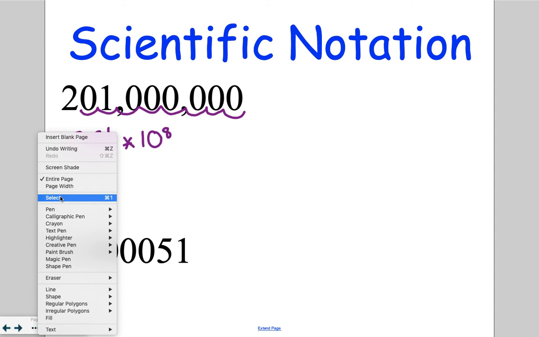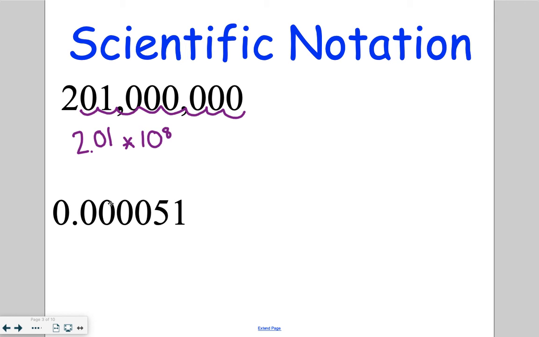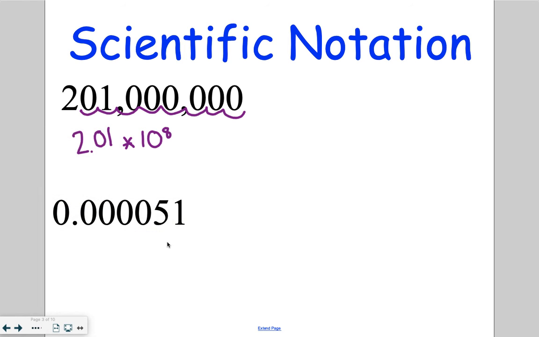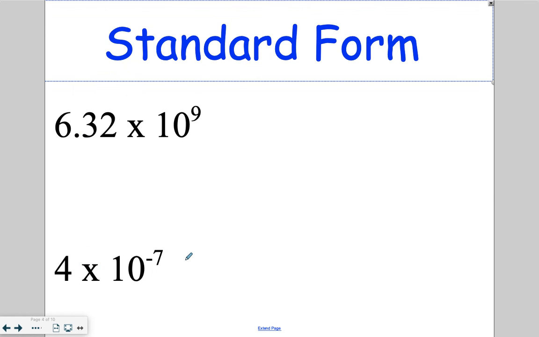Down here on the bottom, we've got 0.000051. Again, we need to put that decimal in there so that it's between 1 and 10. So we've got 5.1. And then that's moving 1, 2, 3, 4, 5 spaces left. So we've got times 10 to the negative fifth power. So that's how we get those standard form numbers into scientific notation.